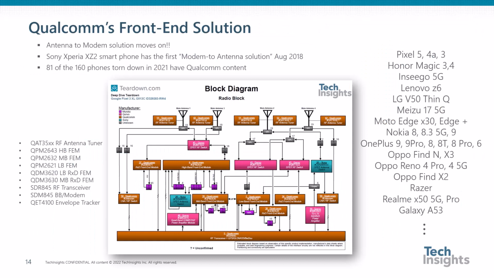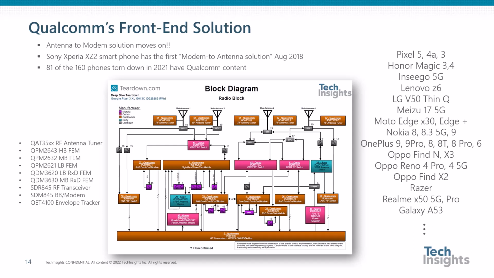Examining Qualcomm's presence in the front end a little further, the first so-called antenna-to-modem solution was presented in the Sony Xperia XZ2 phone in August of 2018. This phone has significant Qualcomm content in the front end. The block diagram is shown here. The brown boxes are the front-end components, so you can visually grasp the extent to which they are in the front end. Since this time, the number of phones with a predominantly Qualcomm front end has exploded.